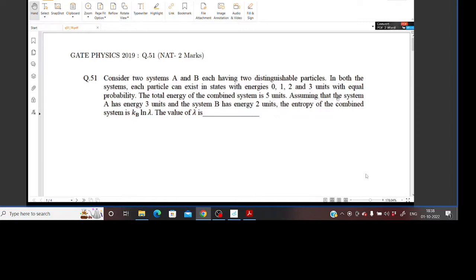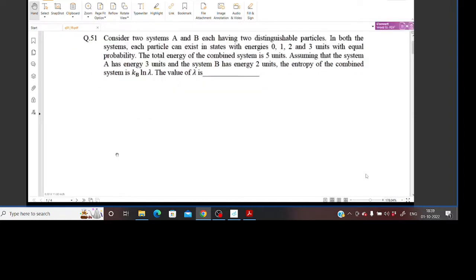Assuming that the system A has energy 3 units and the system B has energy 2 units, the entropy of the combined system is Kb log lambda. We need to find out the value of lambda. Let's solve this question. Let's first consider system A.